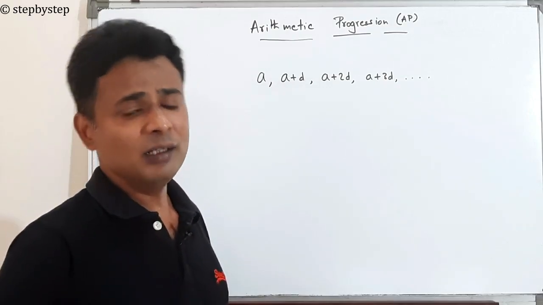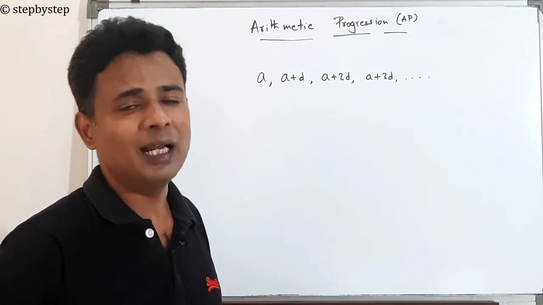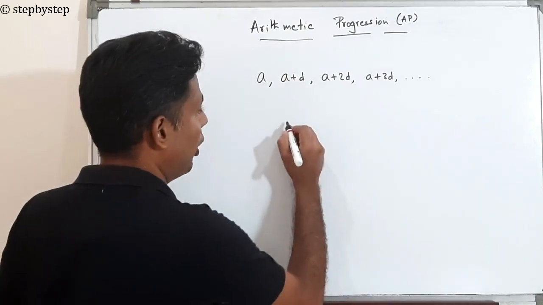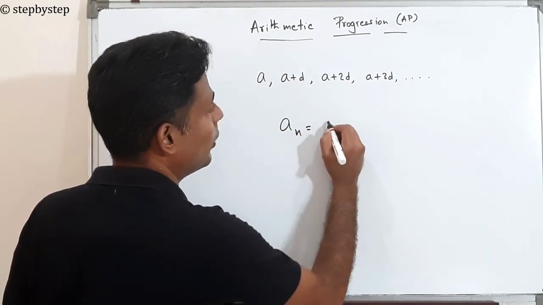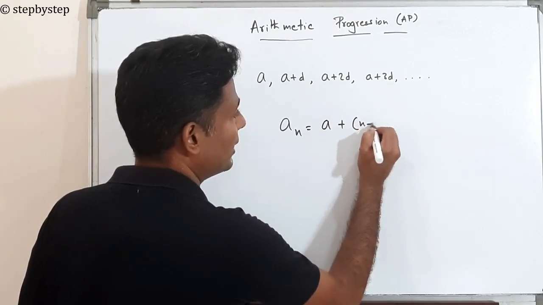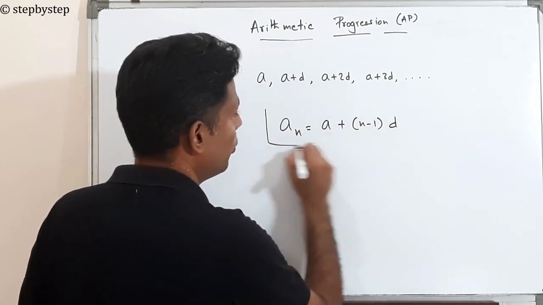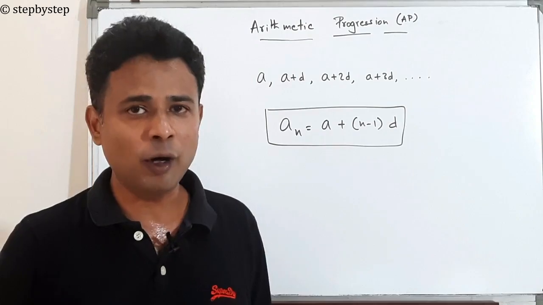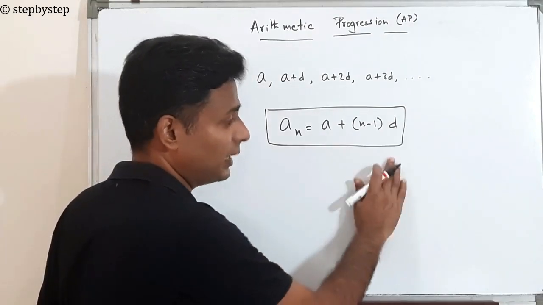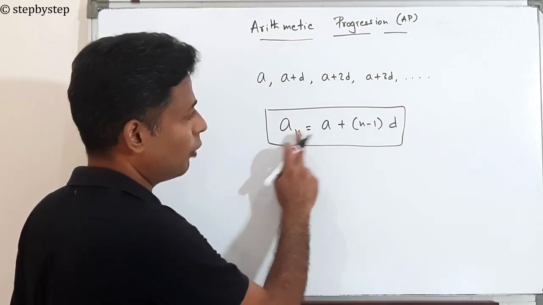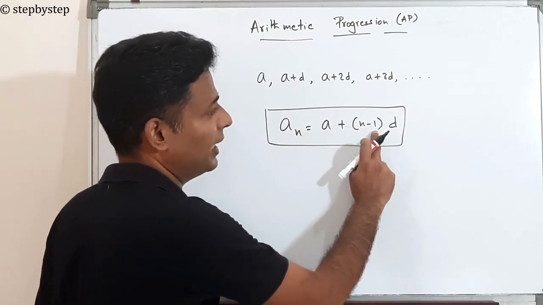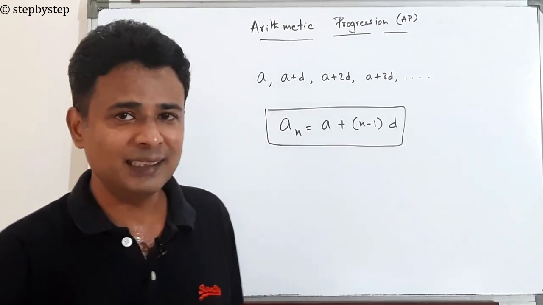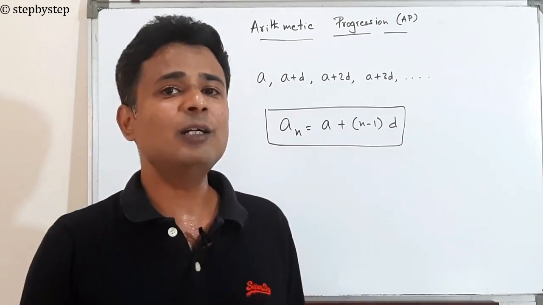But you also have an equation or a formula which will help you reduce time to find any term of an AP, and the formula is a_n equal to A plus (n minus 1) into D. Very important formula. In the entire AP chapter, you just need to remember three formulas. One of them we will be doing in this module, which is a_n equal to A plus (n minus 1) into D.